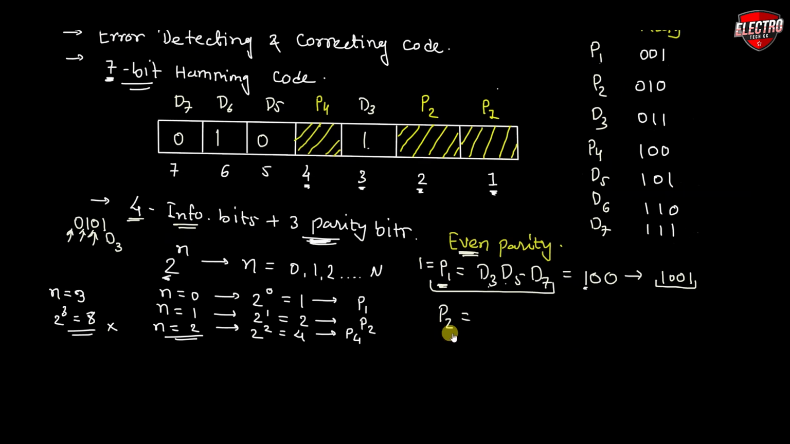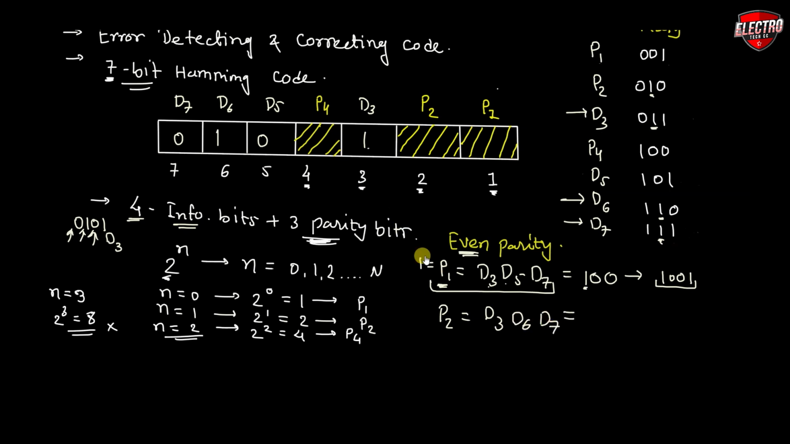Now for parity bit P2, the binary location for P2 is given over here and 1 is in the middle position. So we will consider all the data bits in which the middle bit is equal to 1. In D3, the middle bit is equal to 1. In D6, the middle bit is equal to 1. And in D7, the middle bit is equal to 1. So P2 depends on D3, D6 and D7.